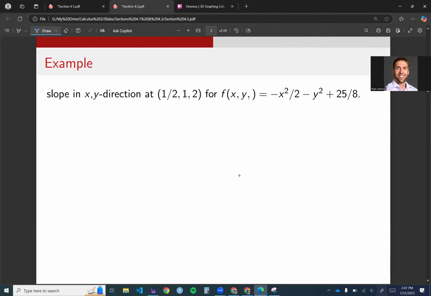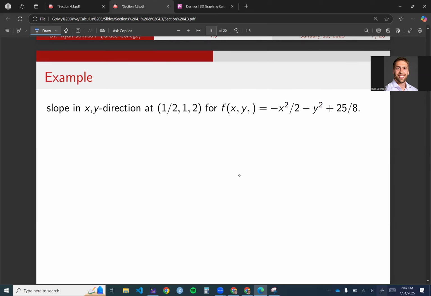So now let's do this one. Let's do f_x and f_y, and then at the point (1/2, 1), (1, 2). No comma there, typo. So then we're going to plug in, that's x, that's y, and this is f of x, y, f of those two guys.